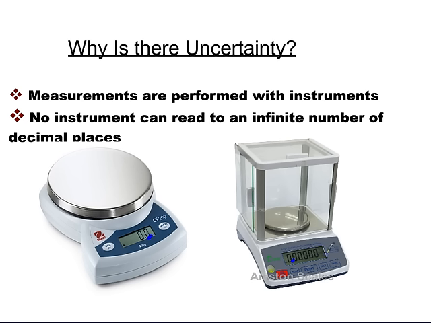But it's still uncertain because the measurement stops here. We don't get numbers out forever. So while this one is much more precise than this one, there is still uncertainty in the measurements that these give you. The last value is always uncertain.